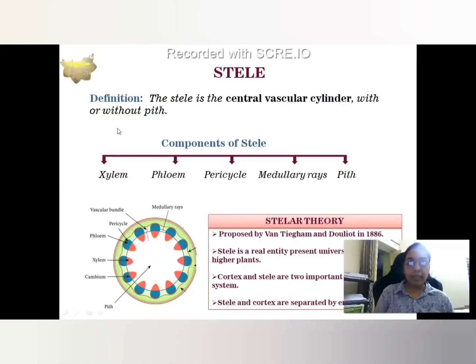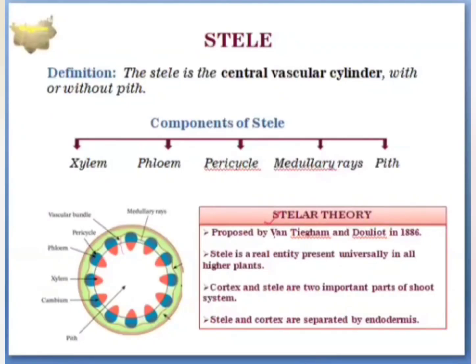So, what is stele? Stele is the central vascular cylinder. It may be with or without the pith. The components of stele include xylem, phloem, pericycle, medullary rays, and the pith. The stelar theory was proposed by Van Tieghem and Douliot in 1886, according to which stele is present in all the higher plants. The cortex and stele are two important parts of the shoot system. The stele and cortex are separated by the endodermis.